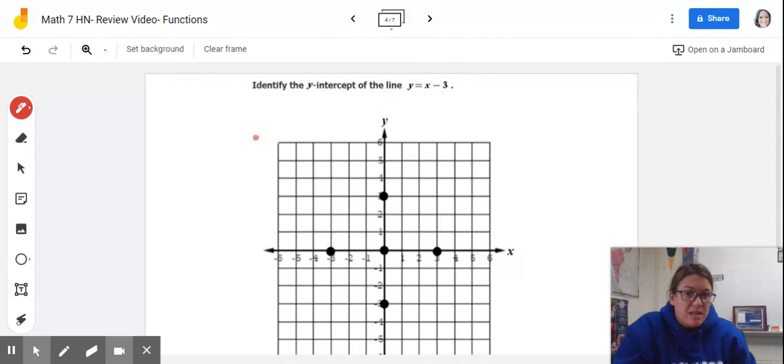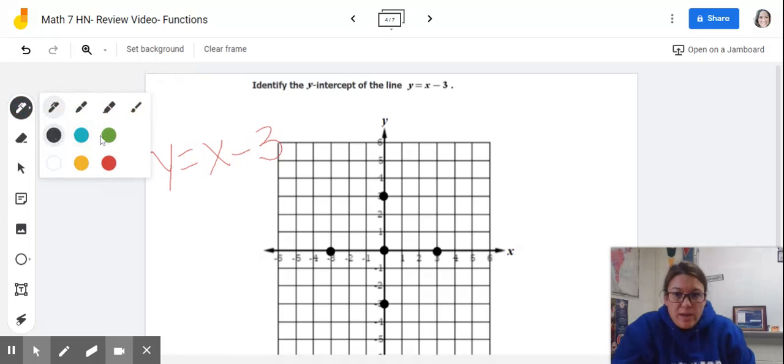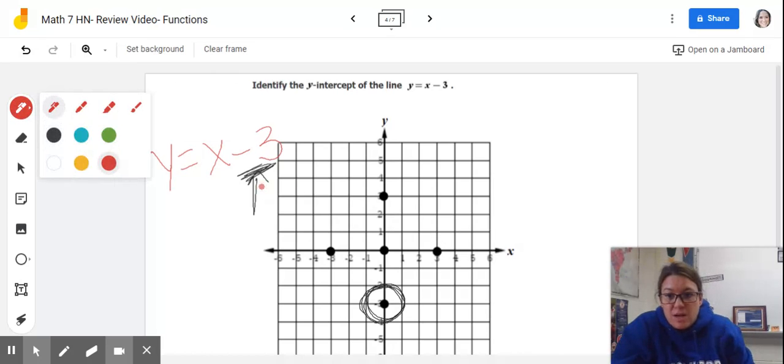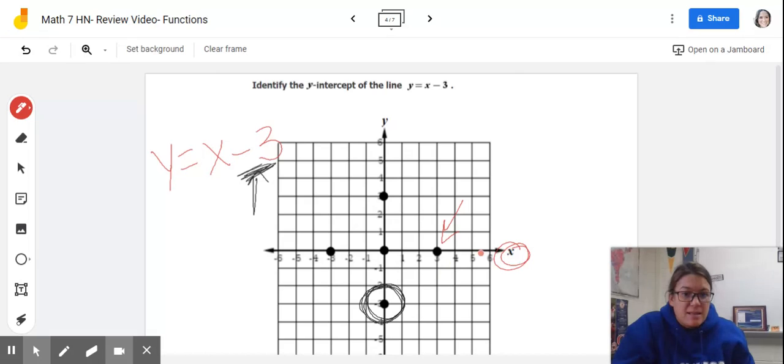All right, question 3 said identify the y-intercept of the line y equals x minus 3. The y-intercept, if it's in this form, is always after the x. So the minus 3 is down here. And that's all you had to do for this one. Identify the y-intercept, where this crosses the y-axis. So if you selected this one right here, that's the x-axis. This is not the x-axis. This is where this line crosses the y, which is right here.